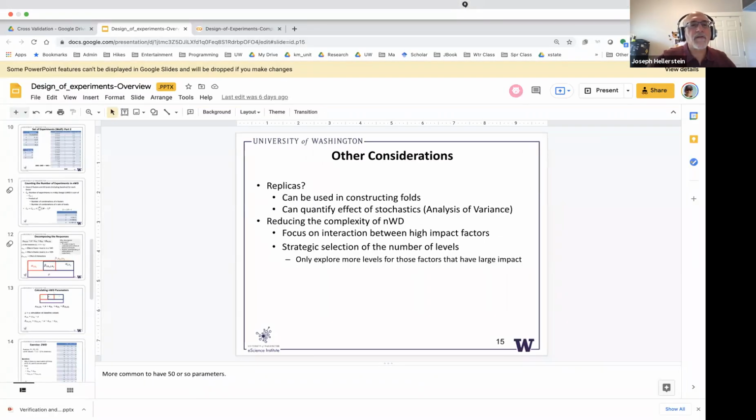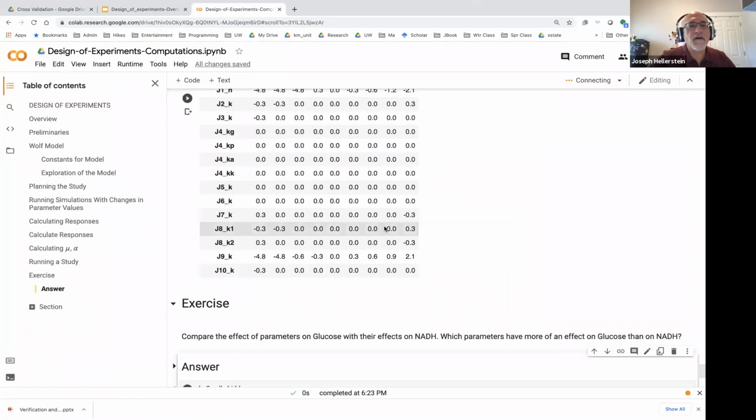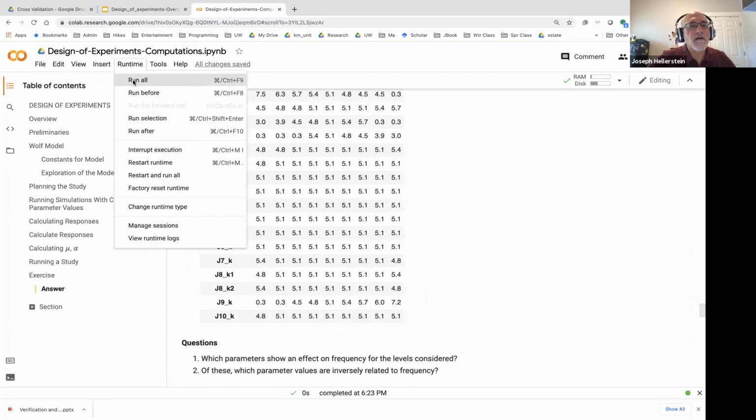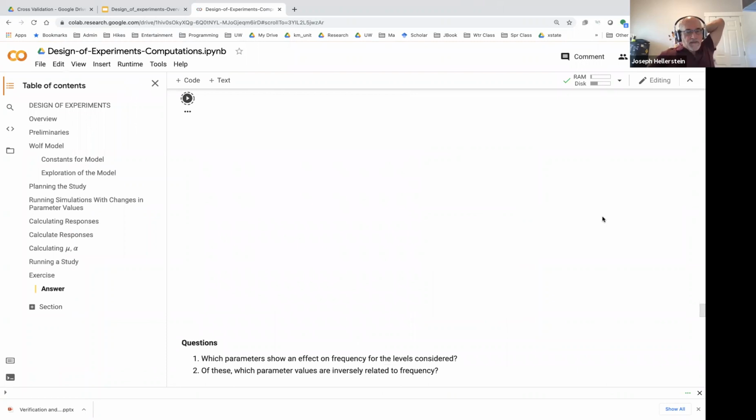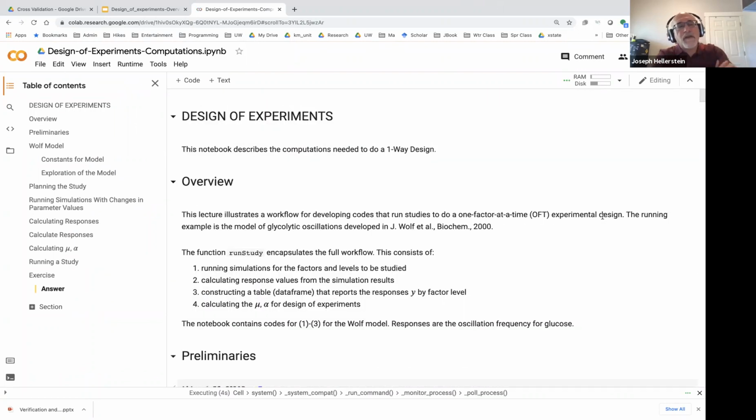Let me quickly, we have half an hour left. So what we're going to do here is go over to this notebook, Design of Experiments. Let me do the run here and get the notebook back up. I think what I have time for is to give you a high level view of what's involved with running the experiments, setting this up, and the computation part.